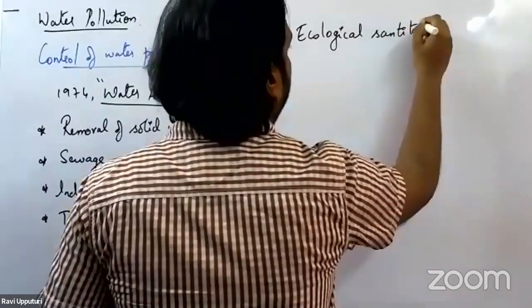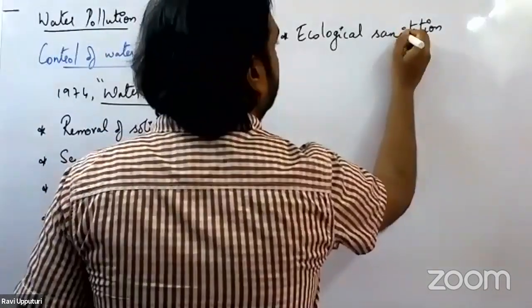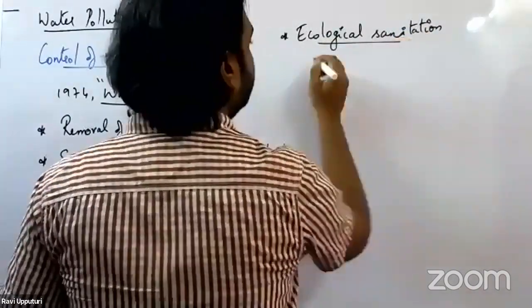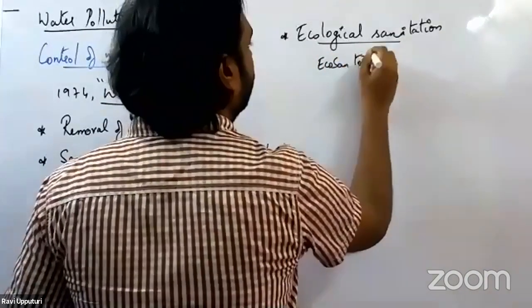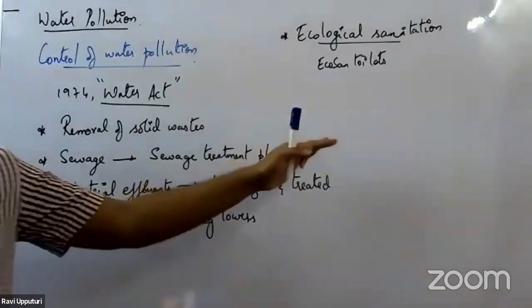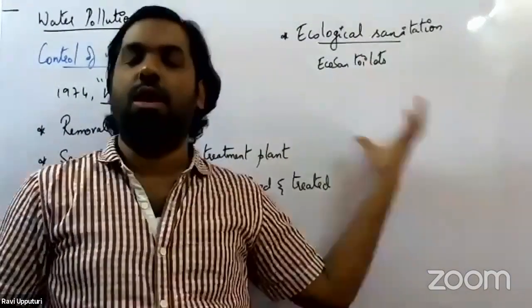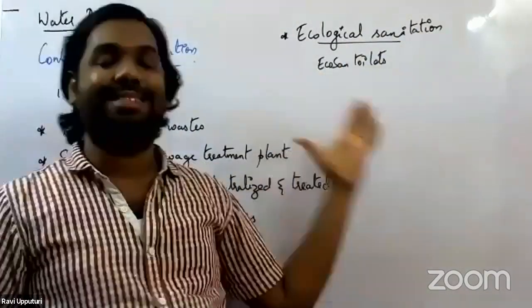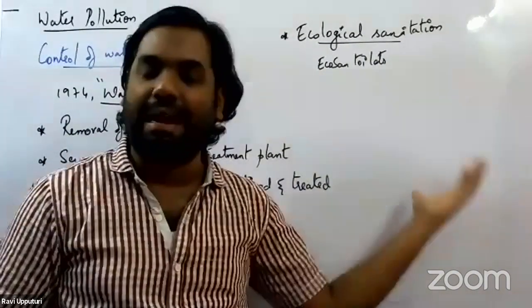Sanitation. Ecological sanitation by the use of something called eco-san toilets, right? Even in India, a state called Kerala is following this process by using ecological sanitation, by setting up eco-san toilets, ecological sanitation toilets.